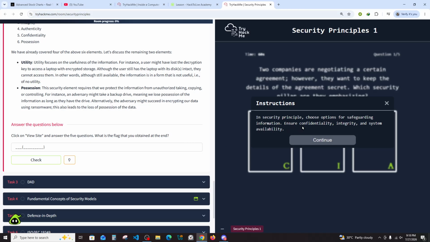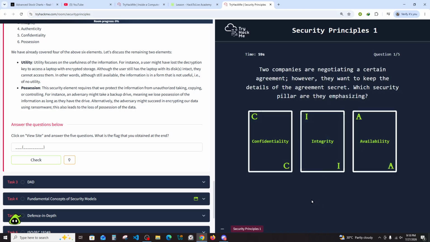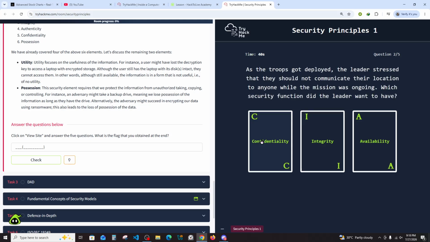In security principles, choose options for safeguarding information and ensure continuity in system security. Question: Two companies are negotiating a certain agreement. However, they want to keep the details of the agreement secret. Which security pillar? Since it needs to be secret, this is confidentiality.